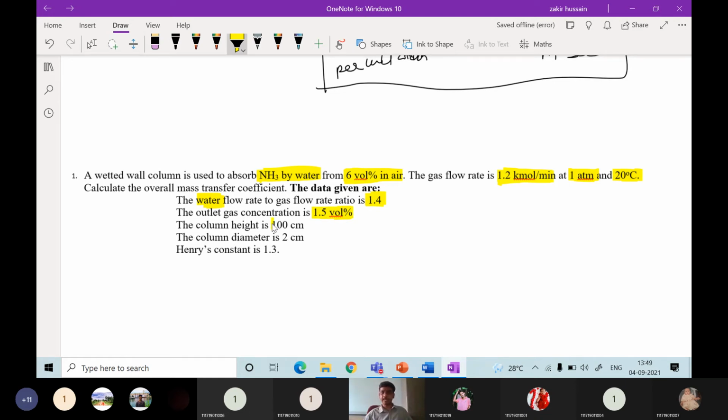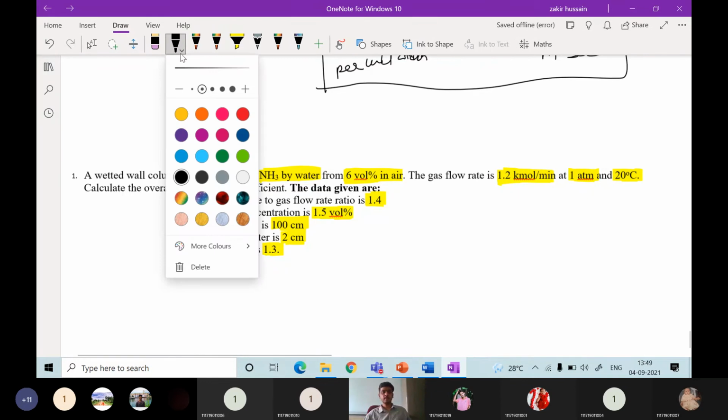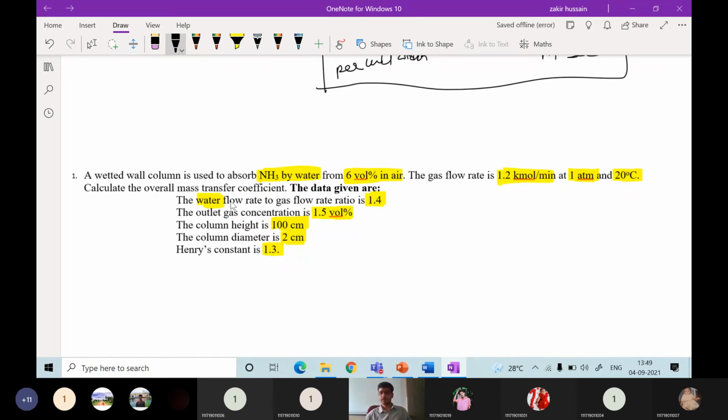Then the column height is 100 centimeters. The height of that wetted wall column is 100 centimeter. Then the diameter of that column is 2 centimeter. Henry's law constant H is equal to 1.3. So they have given that data. This is a straightforward answer. Why? Because all the data required they have given here. So what is the required data here?